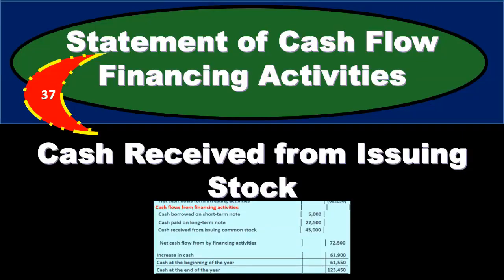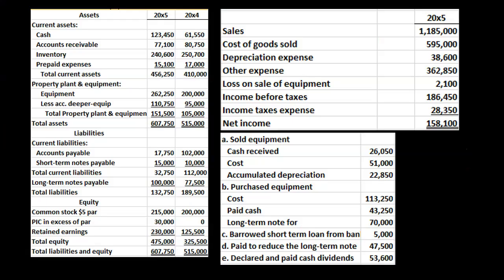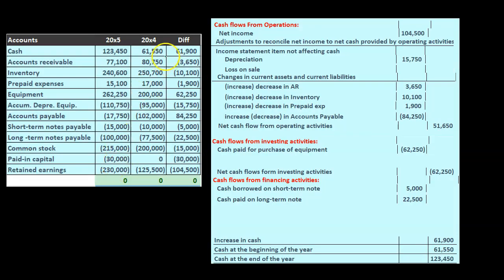In this presentation, we will continue on with the statement of cash flows, financing activities, taking a look at cash received from issuing stock. We're going to be using this information, the comparative balance sheet, income statement, and the additional information, focusing here on the comparative balance sheet to make this worksheet. We're taking these differences in order to construct our statement of cash flows. We had the cash flows from operations, cash flows from investing activities. We're now working on the cash flows from financing activities.